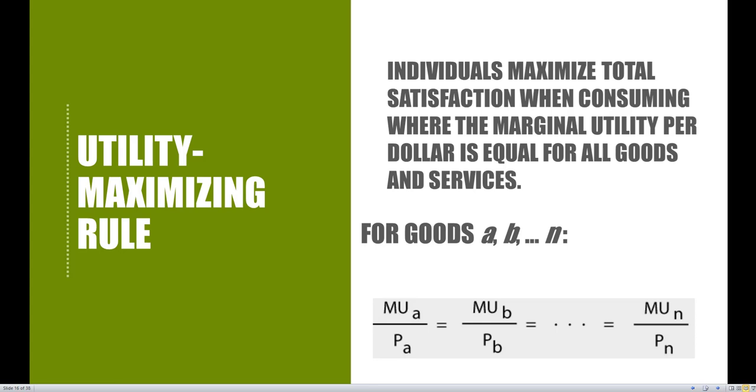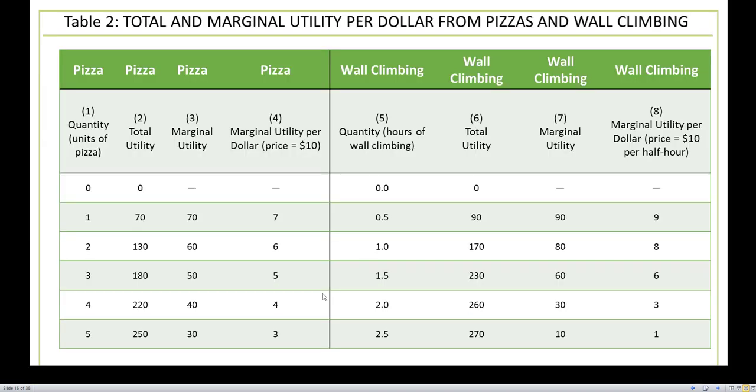Individuals are going to maximize total satisfaction where the marginal utility per dollar is equal for all goods and for all services. So the marginal utility of good A divided by the price of good A has to equal the marginal utility of good B divided by the price of good B, and for every other single good within the setup that we have. But here we only focus on 2 goods. So this has to be met in order for us to be utility maximizing, and we do meet it in this particular example. So 6 for pizza, 6 for wall climbing, we are good to go.